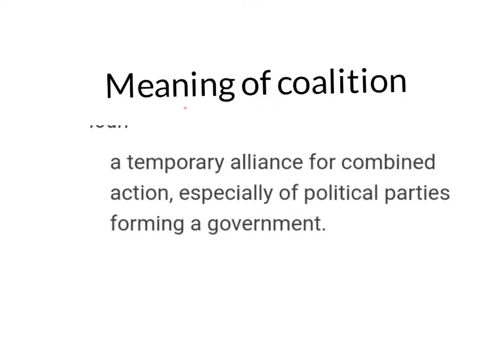Now we will see the meaning of coalition. First of all, we see the party system in India, which has two types: national parties and regional parties. National parties have a presence all over India, and regional parties have limited influence to one or two states. These are formed based on language, caste or religion.